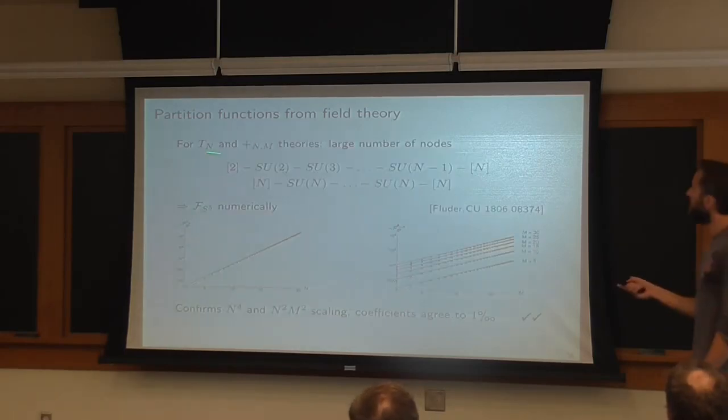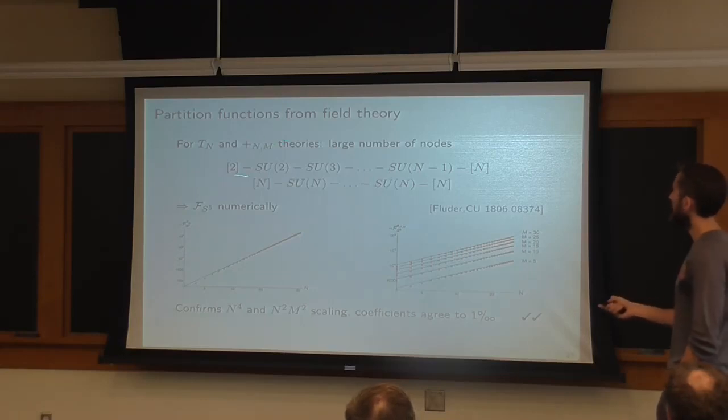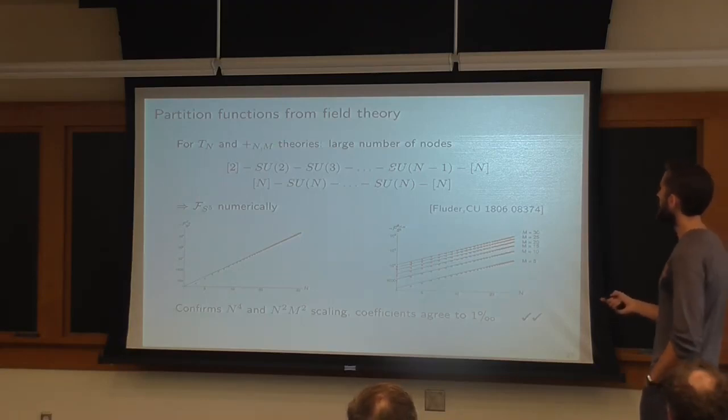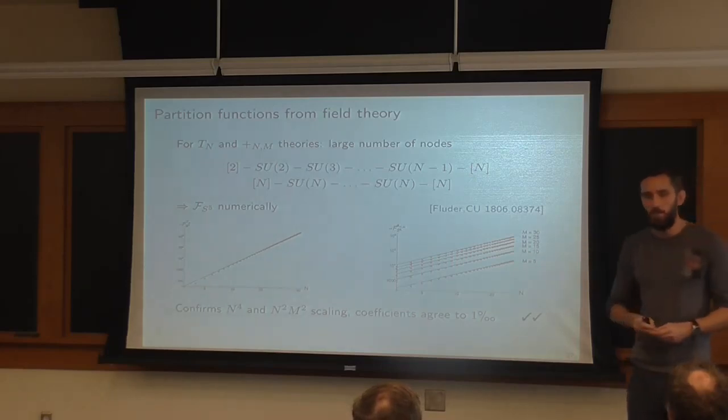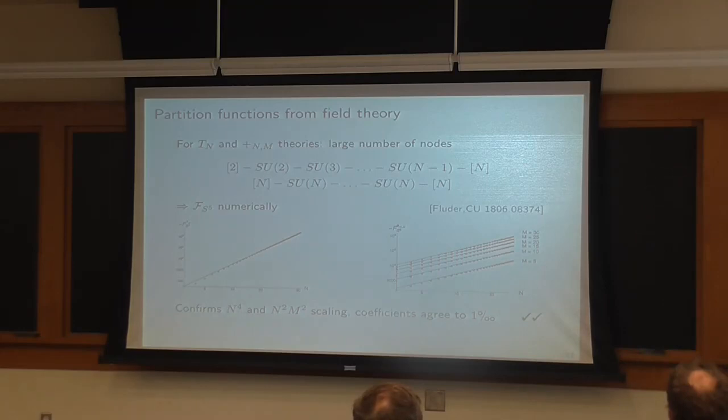So for example, for the T_N and plus N_M theories, I gave you the quivers here. They all involve actually large numbers of nodes. So evaluating this matrix integral, even in the saddle point approximation, is non-trivial. But if you're interested more in the answer than in the way to get there, you can always do it numerically. And that was the first thing we did.